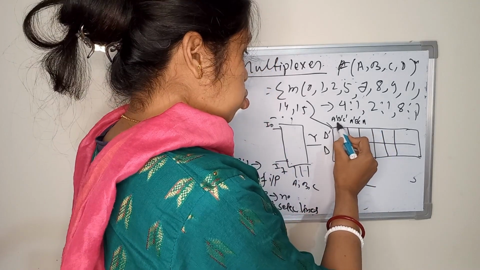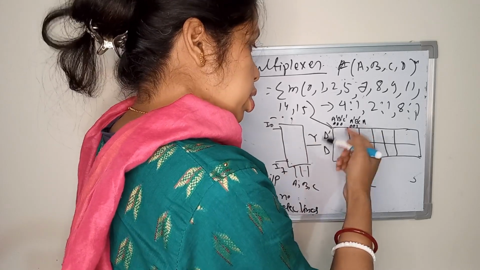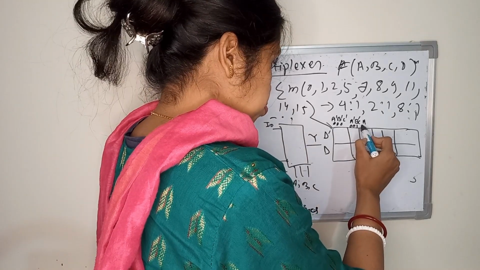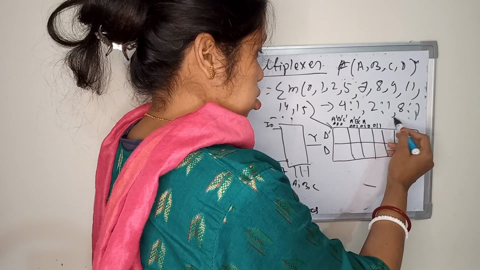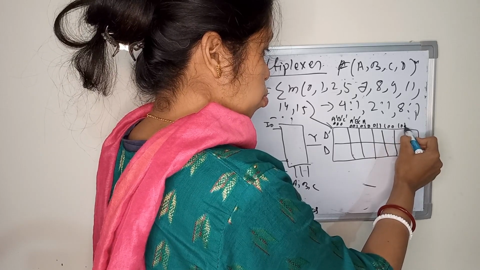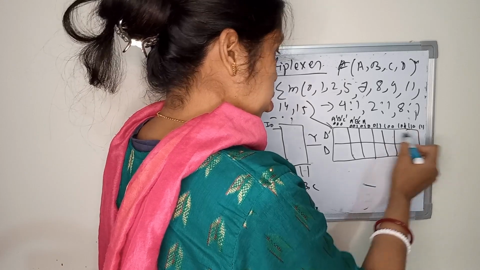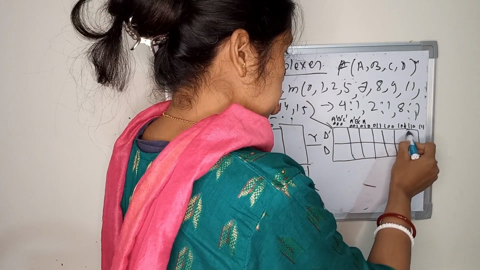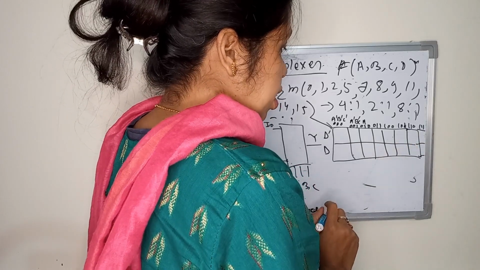So that means 0, 0, 0, okay, 0, 0, 0, 0, 0, 1. In this way I am writing, it will be better. 0, 1, 0, 0, 1, 1, 1, 0, 0, 1, 0, 1, 1, 1, 0, and 1, 1, 1. 1, 2, 3, 4, 5, 6, 7, 8. Total 8 columns are there.